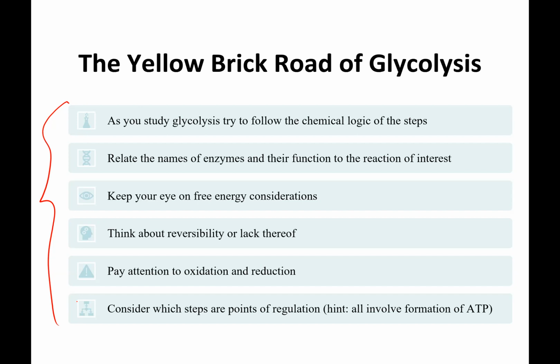So one thing to do is to follow the chemical logic of the steps. We're going to be looking at some of the mechanisms, but more than that, like we just talked about phosphorylation as an example, or why it is important to split fructose 1,6-bisphosphate into two 3-carbon molecules, that kind of thing, the flow of the reactions. The next thing is a lot of the enzyme names tell a story. They're describing the kind of reaction that they're catalyzing. So that can be helpful.